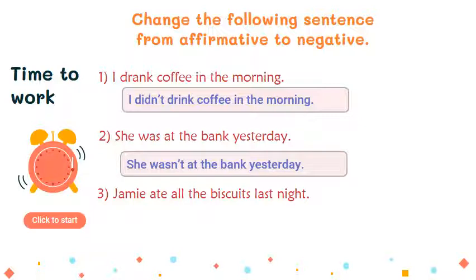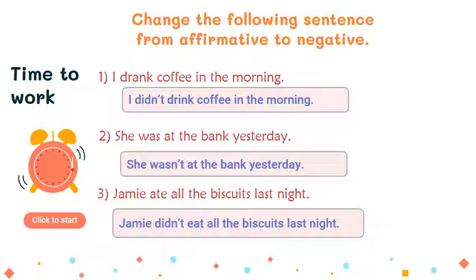3. Jamie ate all the biscuits last night. Where is the action verb? Ate. Here I have an action verb, not the verb to be. So we say Jamie didn't. What is the base form of ate? Eat. Jamie didn't eat all the biscuits last night. So this is how we change the sentences from affirmative to negative.